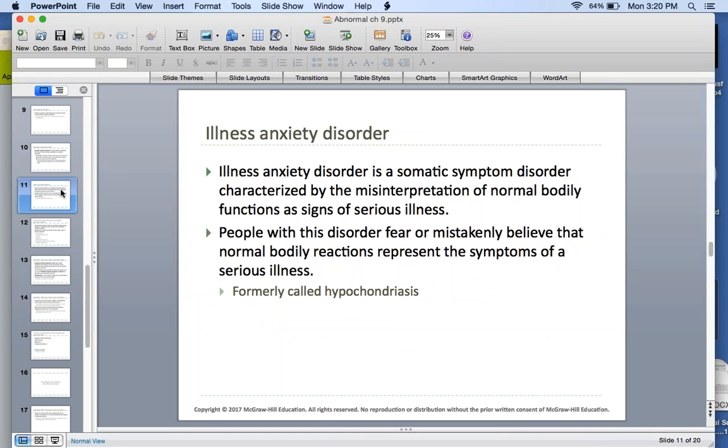Next one is illness anxiety disorder. You're probably more familiar with the term hypochondriasis, or you're a hypochondriac. Well, the term we use is illness anxiety disorder. That should make sense. You should be able to remember that: anxiety over illness. Illness anxiety disorder is a somatic symptom disorder characterized by the misinterpretation of normal bodily functions as a sign of serious illness. Maybe I have this gurgling in my stomach that happens several times a day. Normal bodily function, right?